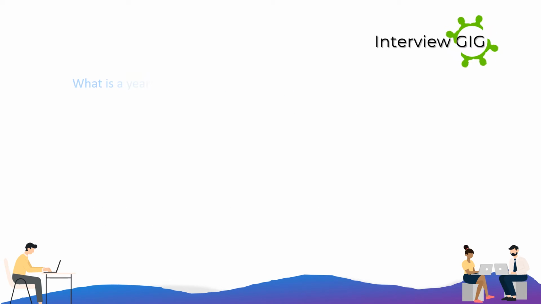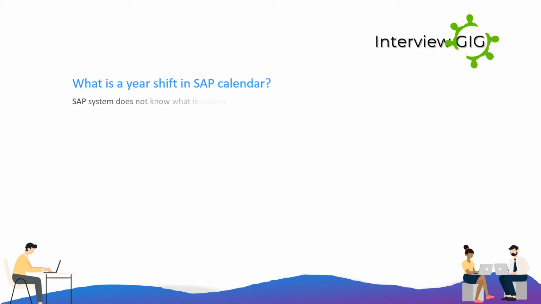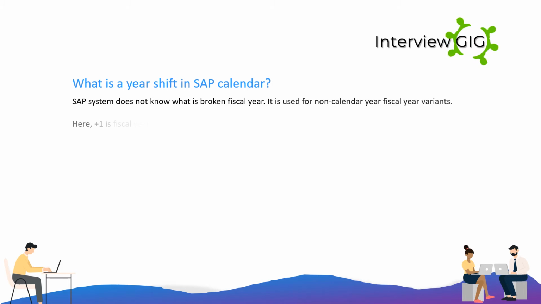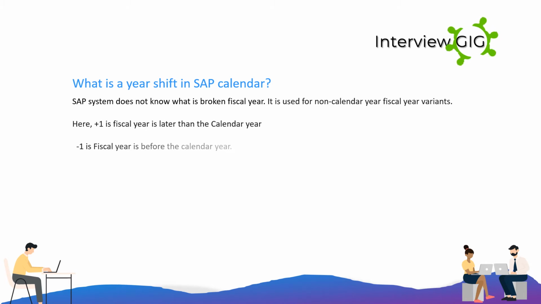What is a year shift in the SAP calendar? The SAP system does not know what a broken fiscal year is. It is used for non-calendar year fiscal year variants. Here, +1 is fiscal years later than the calendar year, and -1 is fiscal years before the calendar year.